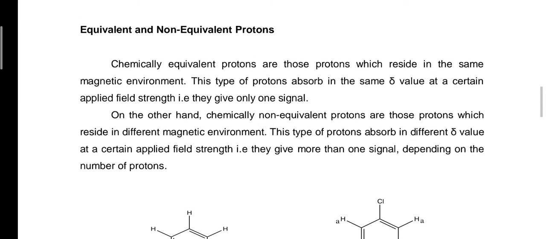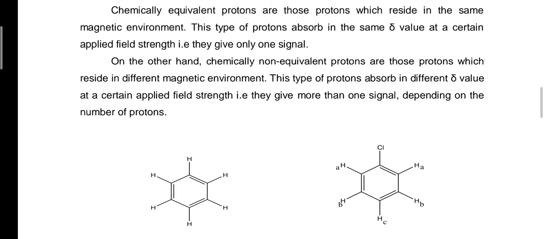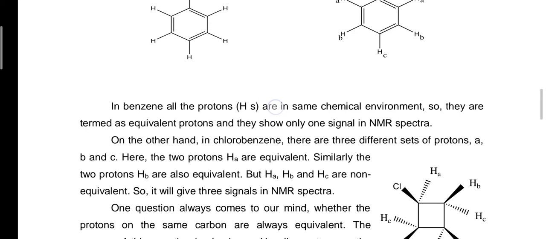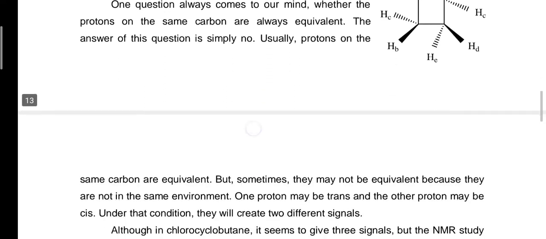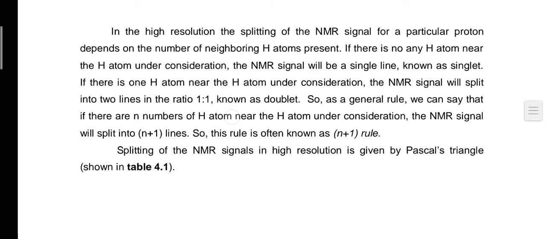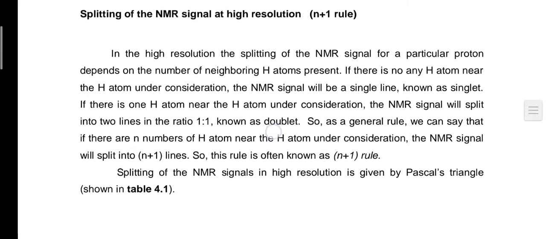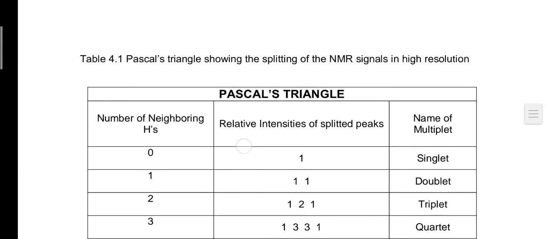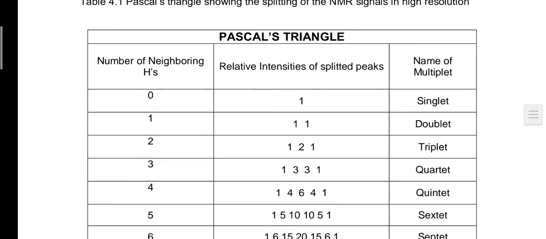Equivalent and non-equivalent protons are asked many times in every examination related to NMR spectroscopy. One question is common for equivalent and non-equivalent protons. It is also important to know the n+1 rule and Pascal's triangle. In n+1, n refers to the neighboring hydrogens. So we get singlet, doublet, triplet, quartet, quintet, sextet and septet.